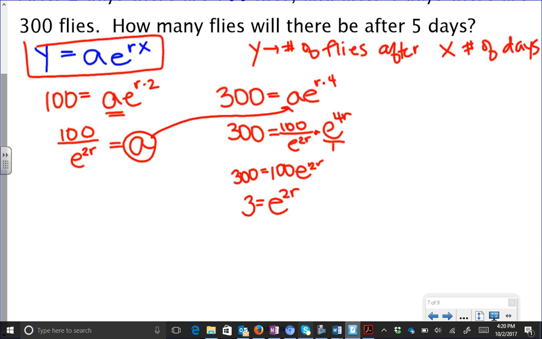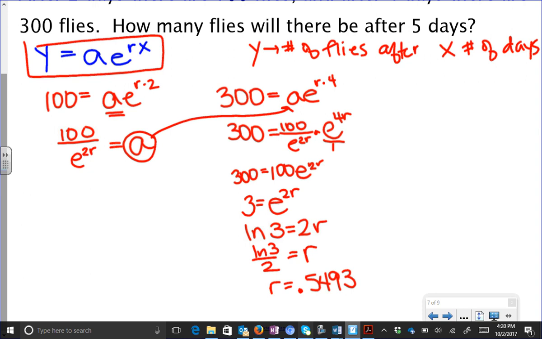Now that we have e to the power, we can go ahead and rewrite. So we can rewrite this as log base e of 3 equals 2r. So our rate is the natural log of 3 divided by 2, or we can go ahead and write it as 0.5493.